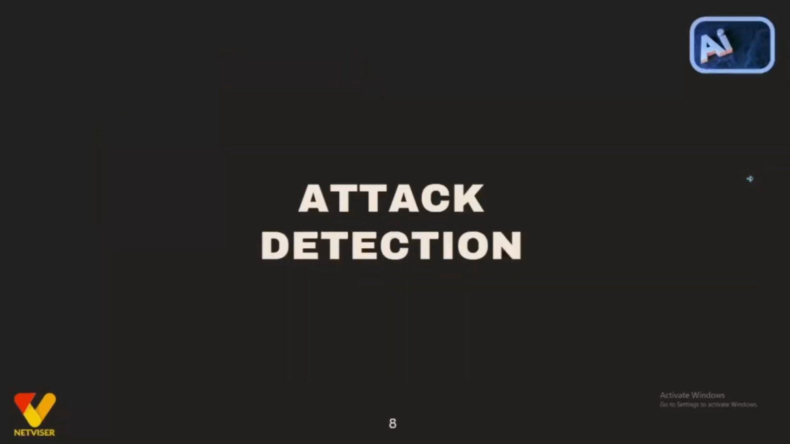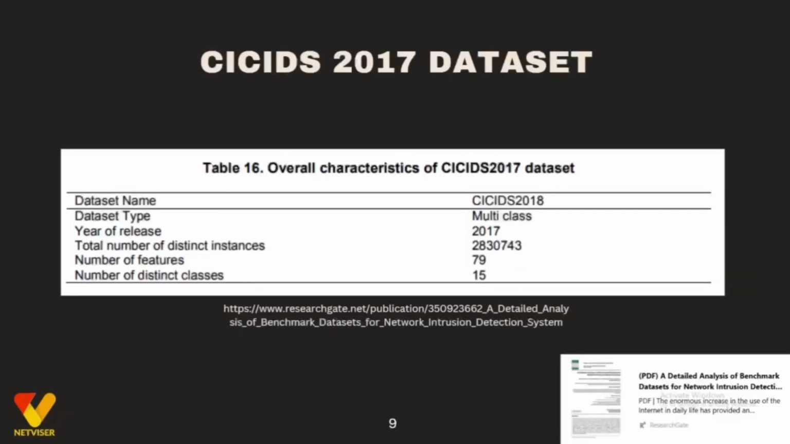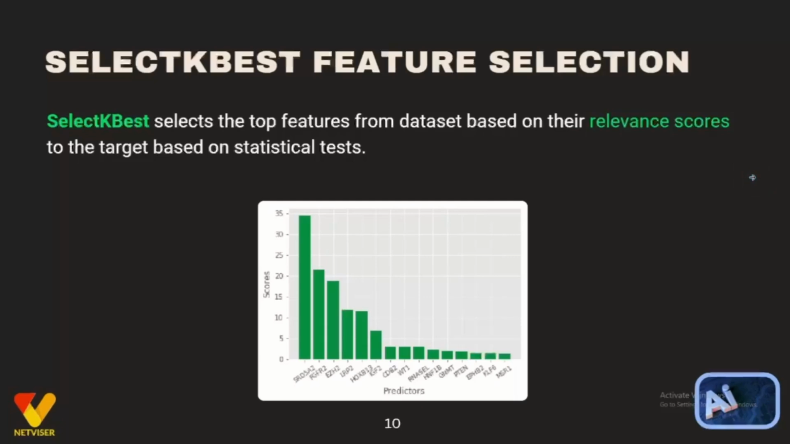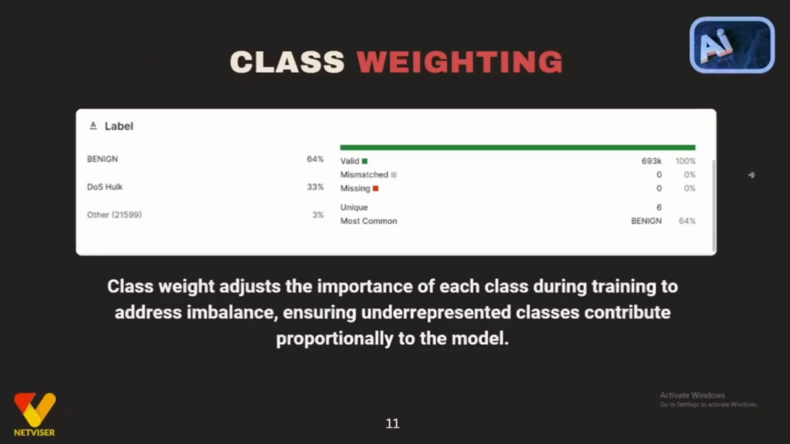The first one is the attack detection. So we will train our machine learning model on the CICIDS 2017 dataset, which is a popular dataset for network intrusion detection systems. We will use the SelectKBest feature selection technique to choose top features according to their relevance toward the target. We also use the class weighting technique to tackle the class imbalance problem found in our dataset.